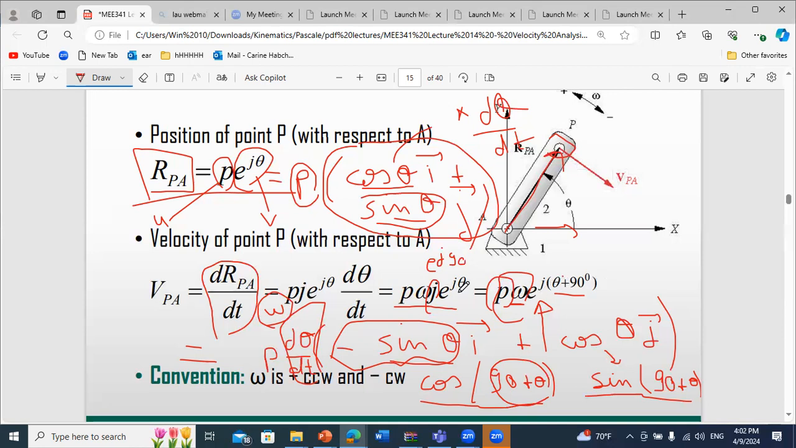And in case P is variable in magnitude, you should add to the derivative plus P dot, the variation of magnitude with time, times e^(j theta). So this will be the total derivative in case you have variation in magnitude and angle. And the convention we are taking is that omega is positive counterclockwise and omega is negative clockwise.